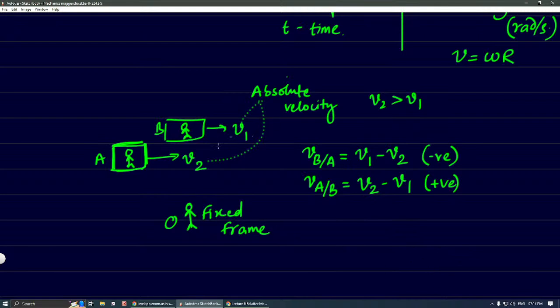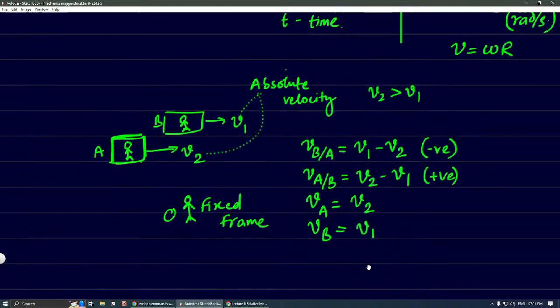Both V1 and V2 are moving forward, but V2 is greater. That means A is slowly overtaking B. And we are talking about the relative velocity of A with respect to B. When we talk about absolute velocity, the velocity of A will be equal to V2 and the velocity of B equal to V1.